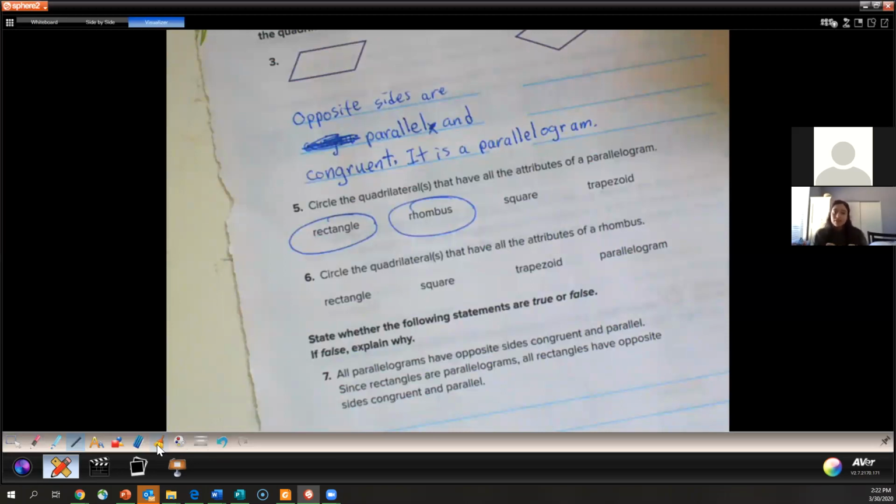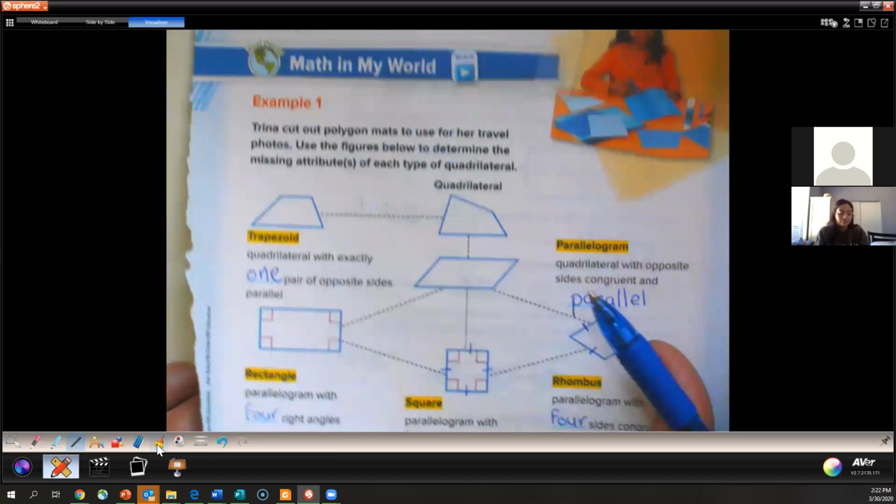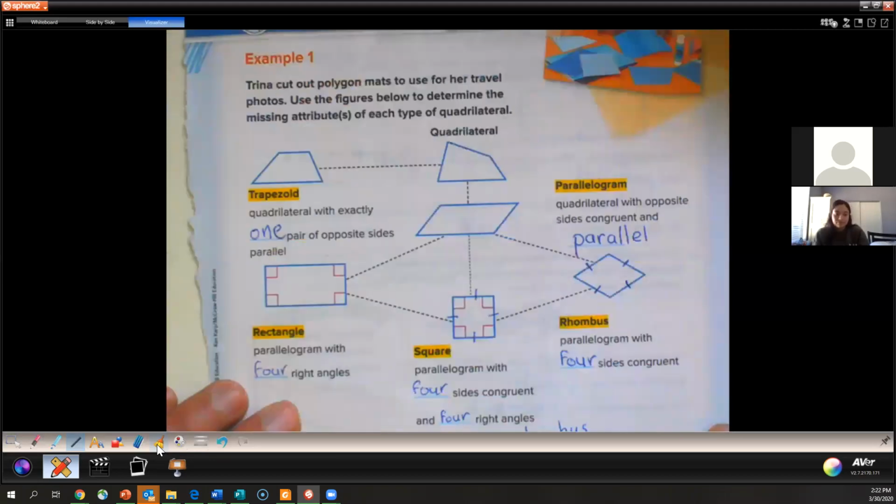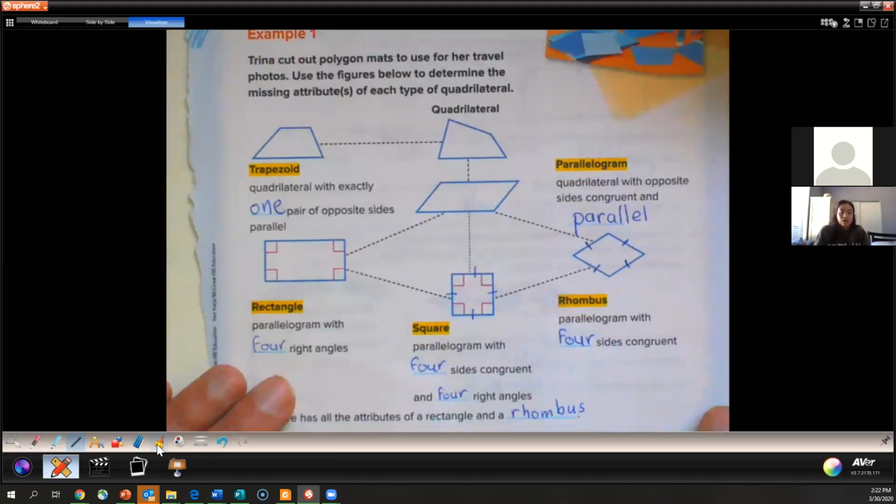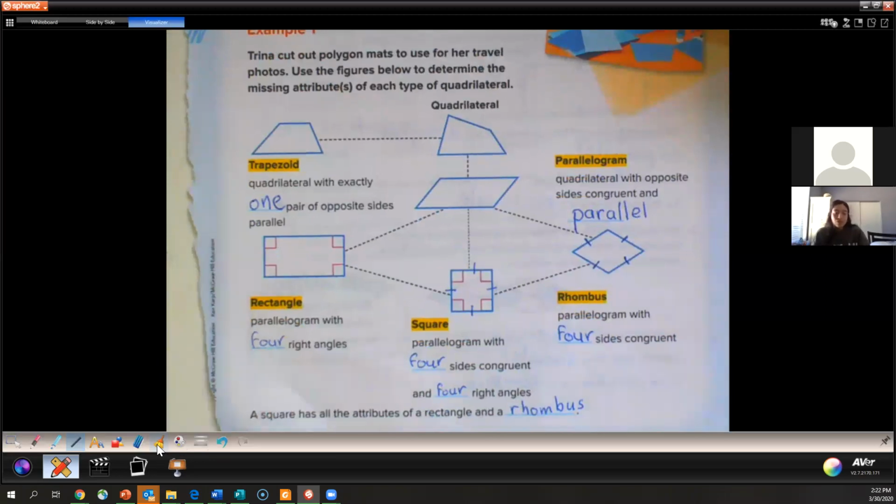So next up is a square. So let's go ahead, Mr. Yates, and look at our chart. All right. So it says a square is a parallelogram with four sides congruent. So that means, just kind of like how our rhombus was, that if all four sides are congruent, the two pairs of opposite sides are going to be congruent as well. Just like Mr. Yates has those little tick marks on them.